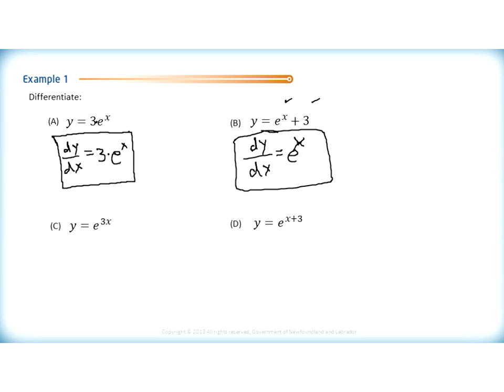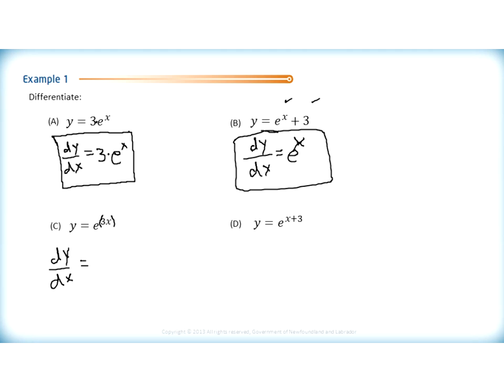Okay. Now for the next one. e to the power of 3x. This is a little bit more complicated, but not terribly. If I have y equals e to the power of 3x, then I know we'll think of this as e to the power of stuff. So it's a nested function or a composite function. And when it's composite, we know we have to use the chain rule.